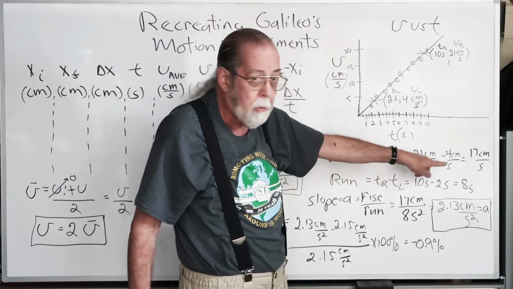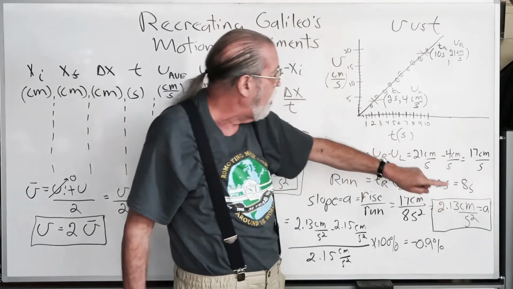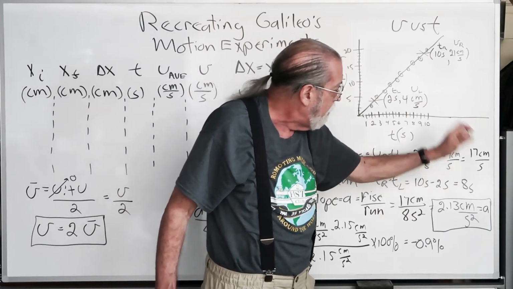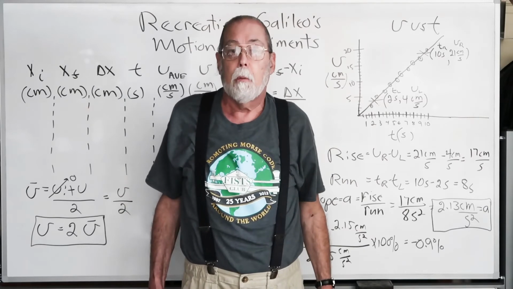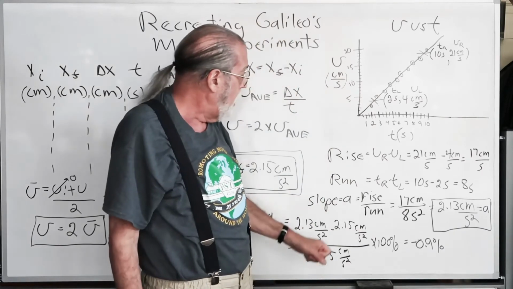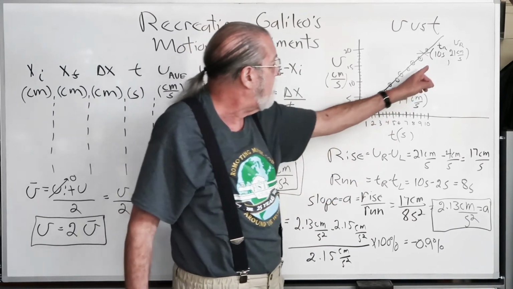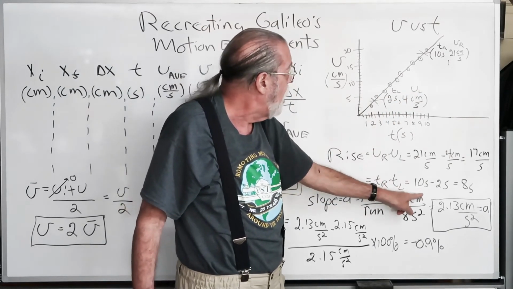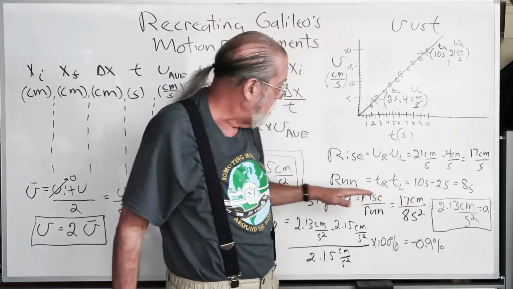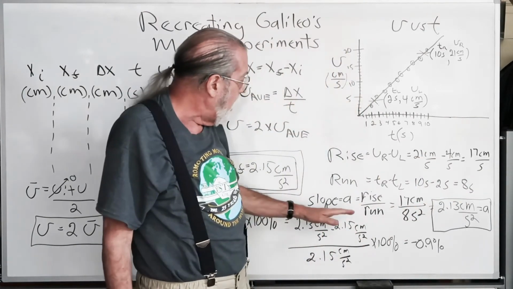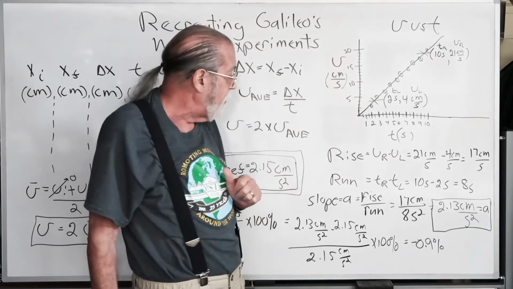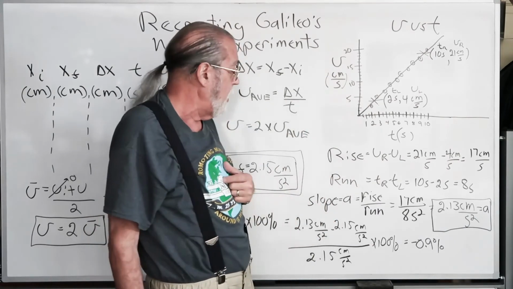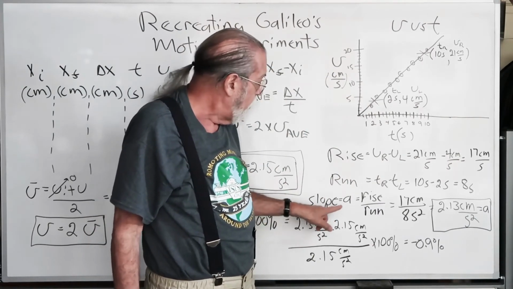Show your work. Of course, your numbers are going to be different. Don't try and make your numbers the same as mine, but mine was 21 centimeters a second minus 4 centimeters a second, 17 centimeters per second for me. On another line, calculate the run. This is the right time minus the left time. For me, it was 10 seconds minus 2 seconds was 8 seconds. Show this work. Then you calculate the slope of your graph. The slope is the rise over the run. For this experiment, the slope is the acceleration.